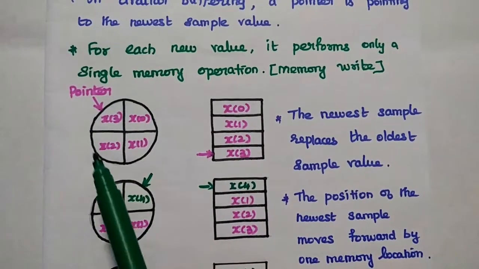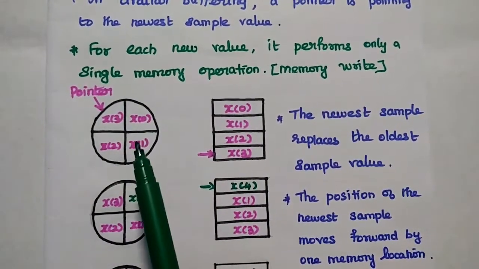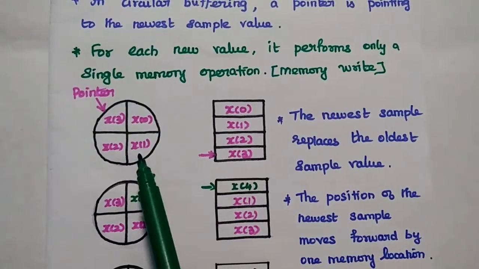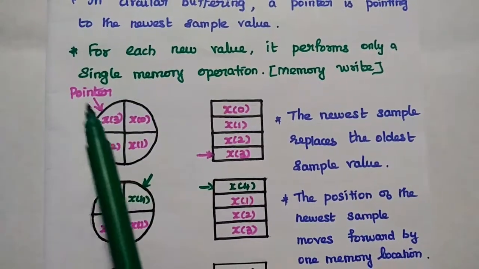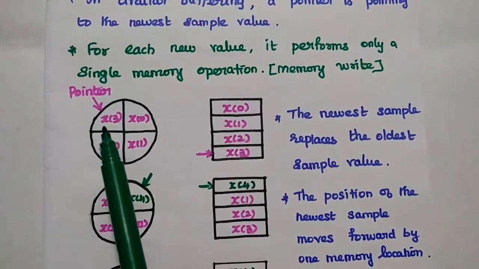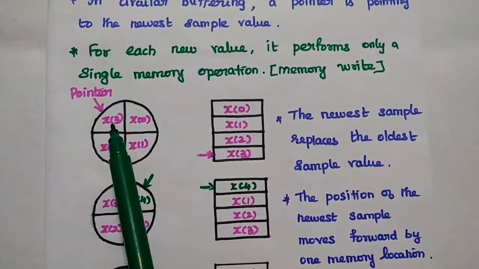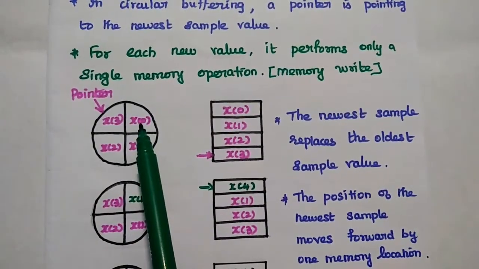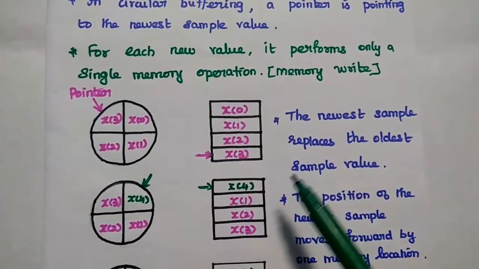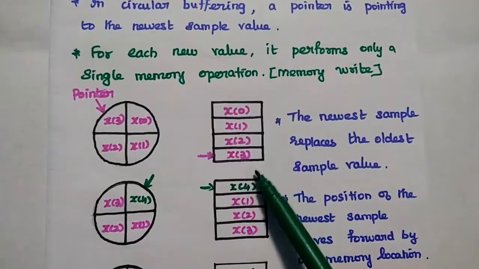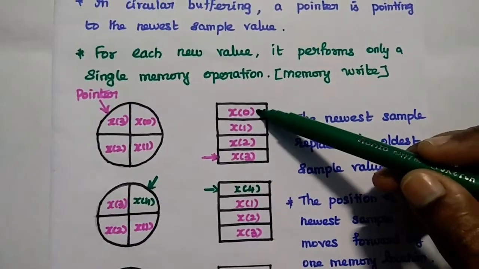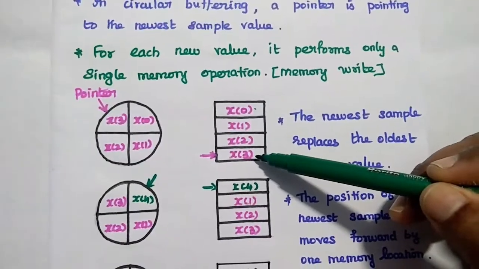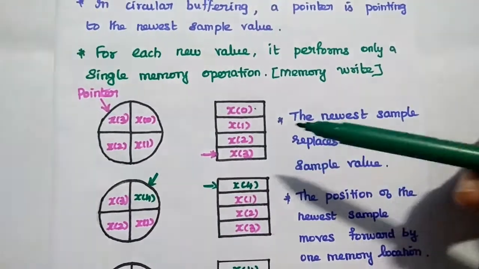So for that we can consider this 4 storage area. Here 4 values are stored: x of 0, x of 1, x of 2, x of 3. Pointer always points to the newest data. So here the newest data is x of 3. This is the first in value. So this can be represented as the first in first out term. So here x of 0, x of 1, x of 2, x of 3. This is the newest data to this buffer.